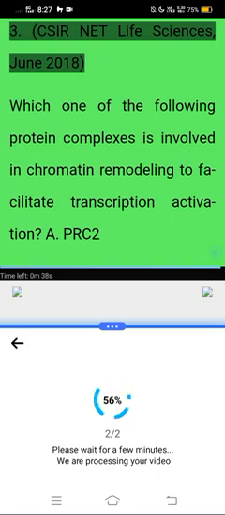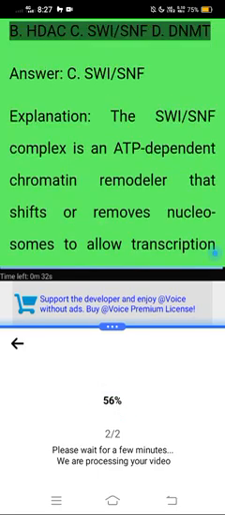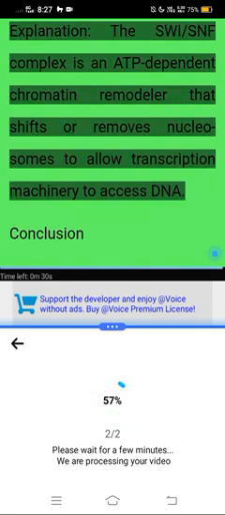3. CSIR NET Life Sciences, June 2018. Which one of the following protein complexes is involved in chromatin remodeling to facilitate transcription activation? A, PRC2. B, HP1. C, SWI-SNF. D, DNMT. Answer: C, SWI-SNF. Explanation: The SWI-SNF complex is an ATP-dependent chromatin remodeler that shifts or removes nucleosomes to allow transcription machinery to access DNA.